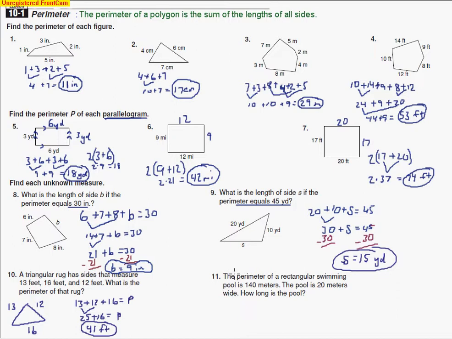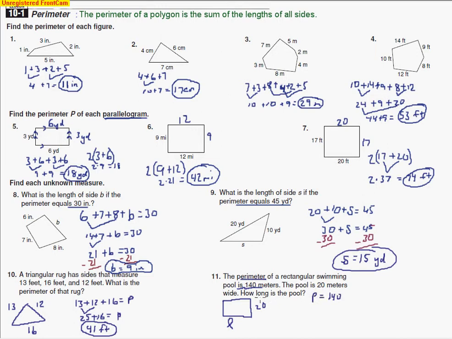Well, it looks like the next one's another word problem. The perimeter of the rectangular swimming pool is, oh, they're giving us the perimeter. Notice that perimeter is 140. The pool is 20 meters wide. So let's draw a picture. We know it's a rectangle, and we're going to say that this side is 20 meters. That's the width. Now they want to know how long it is. This is our length. We'll call this L. This is our unknown. But we know the perimeter equals 140.